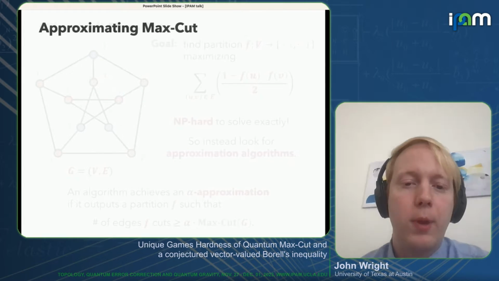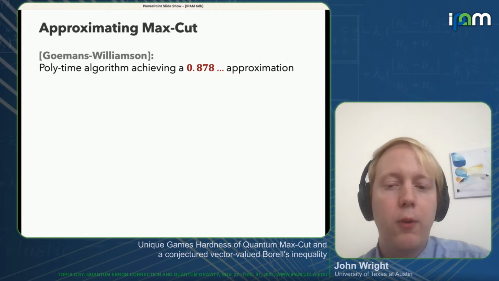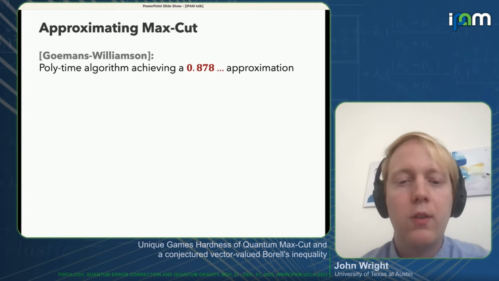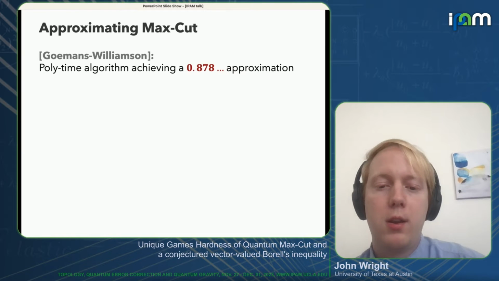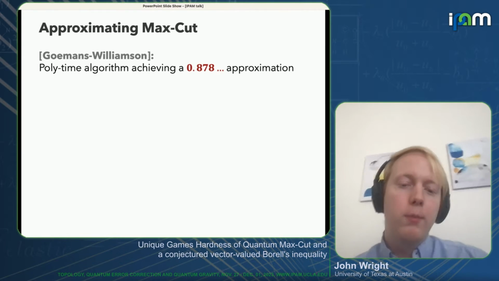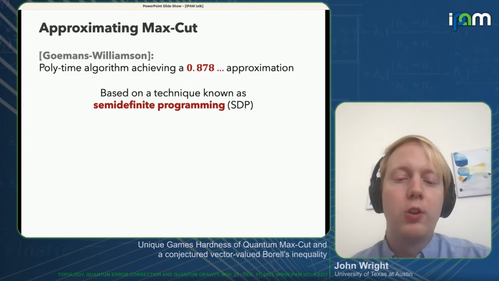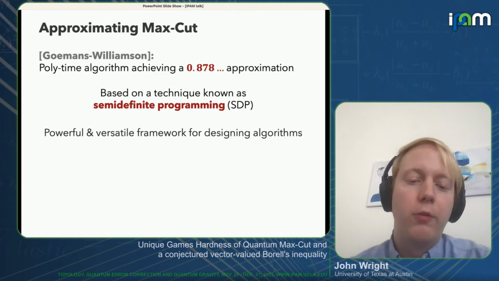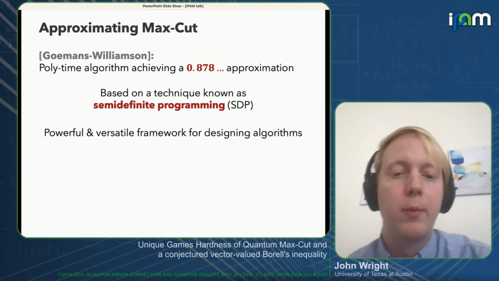Okay, so what do we know about approximating max cut? Well, there's a famous algorithm due to Goemans and Williamson from 1994. It runs in polynomial time, and it achieves an approximation ratio of 0.878. So whatever the maximum cut in the graph is, it outputs a cut that is at least 0.878 times the value of that cut. Their algorithm is based on this powerful and general technique known as semidefinite programming, or SDPs. I'll talk more about what this is later. And like I said, this is a powerful and versatile framework for designing algorithms, not just for max cut, but for a large variety of optimization problems.